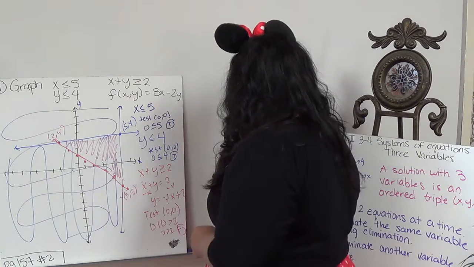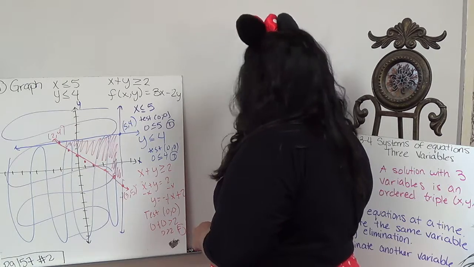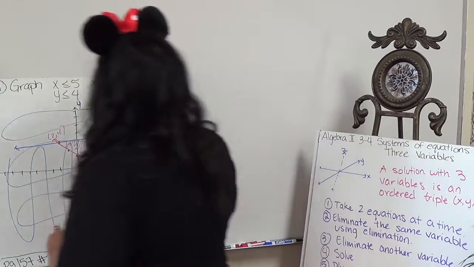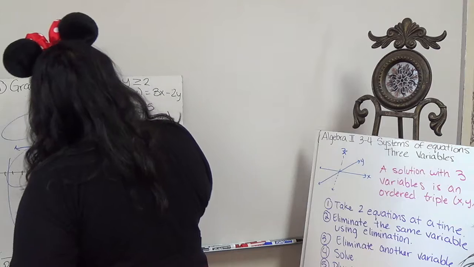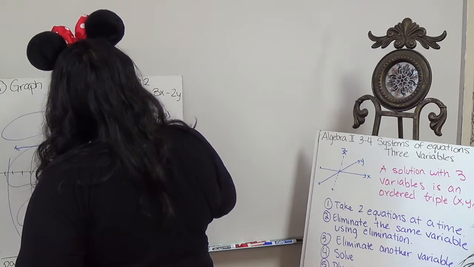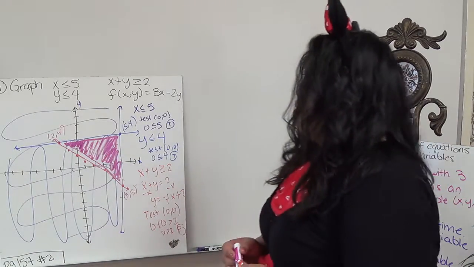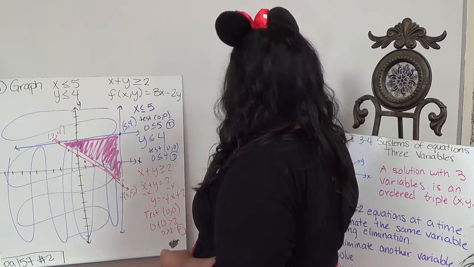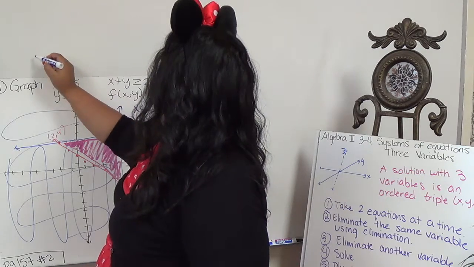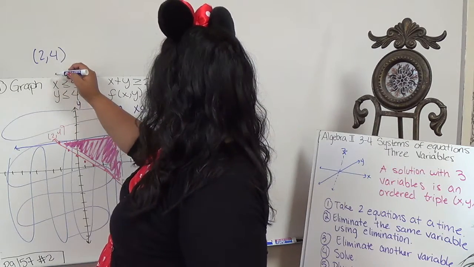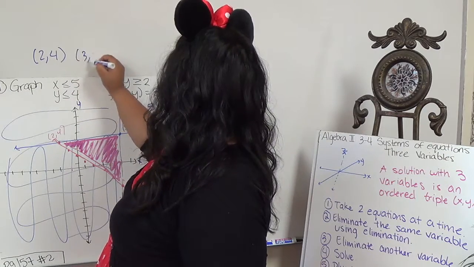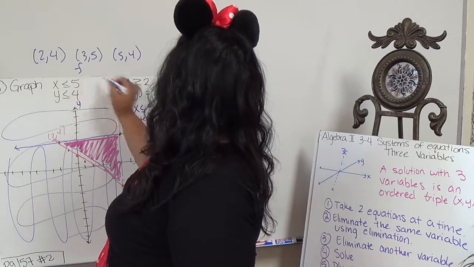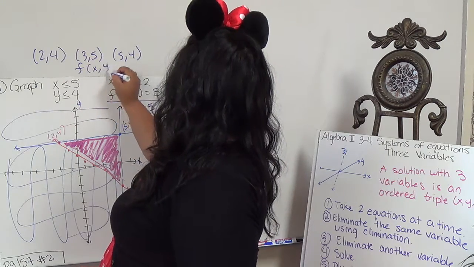It's bounded because it's closed. If you want to see it super clear, I would just take another color, color it in, and shade it in. And we have our 3 vertices. Our 3 vertices are 2, comma 4, 3, comma 5, and 5, comma 4. And we have to plug it into the equation, this one right here, f of x minus y.